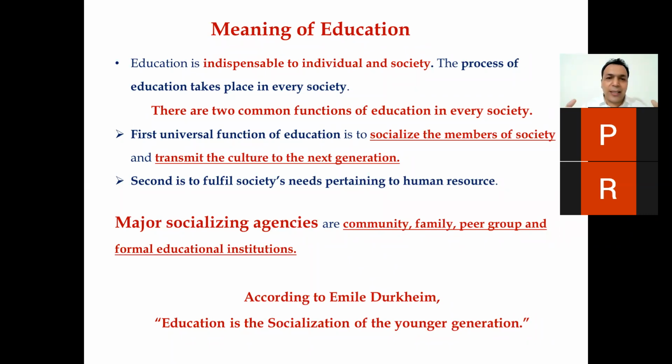The names of these agencies are community, family, church, mosque, temples, gurdwaras. These are also social agencies which socialize the child, right? According to Emile Durkheim, education is the socialization of the younger generation. You always have to remember, because the contribution of Emile Durkheim is in this paper 2. So according to Emile Durkheim, education is the socialization of the younger generations.